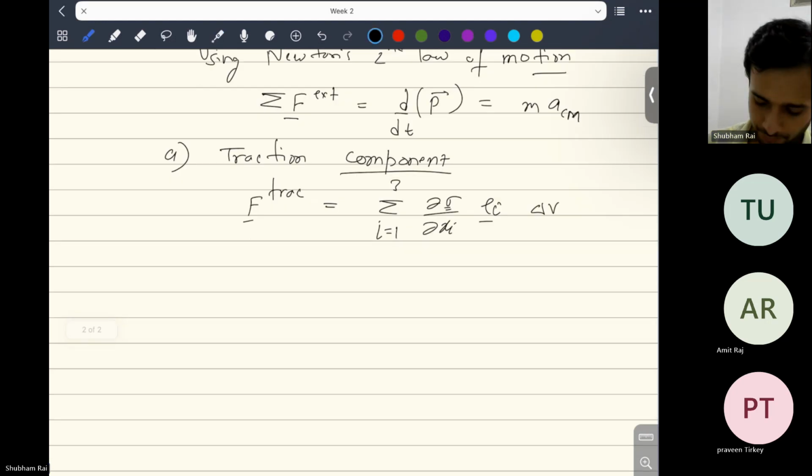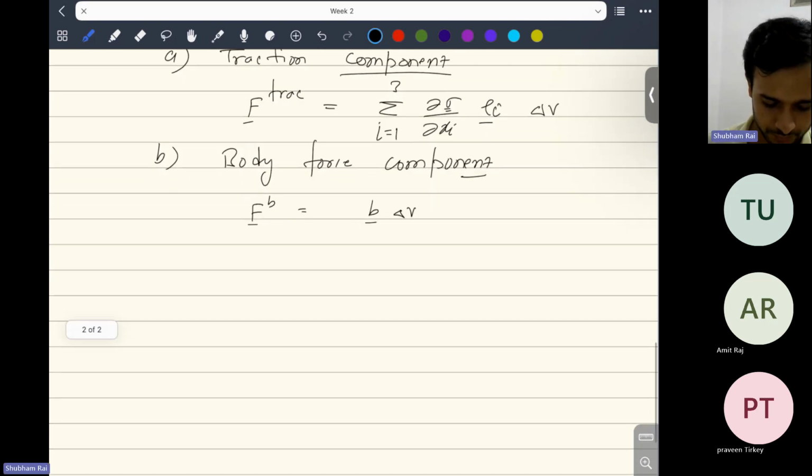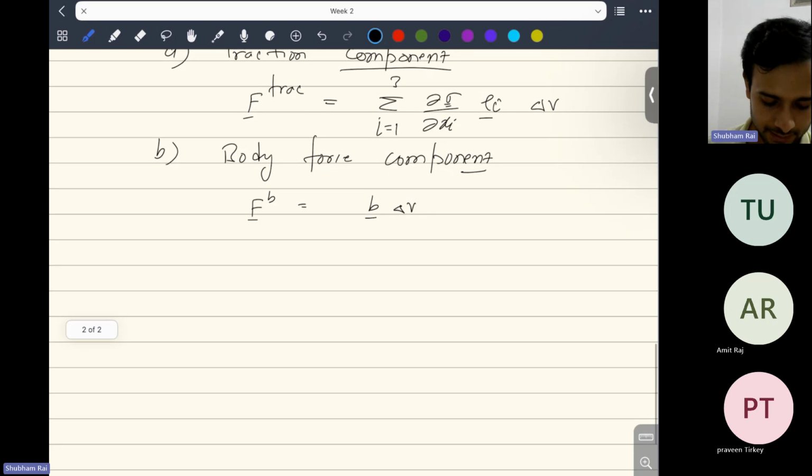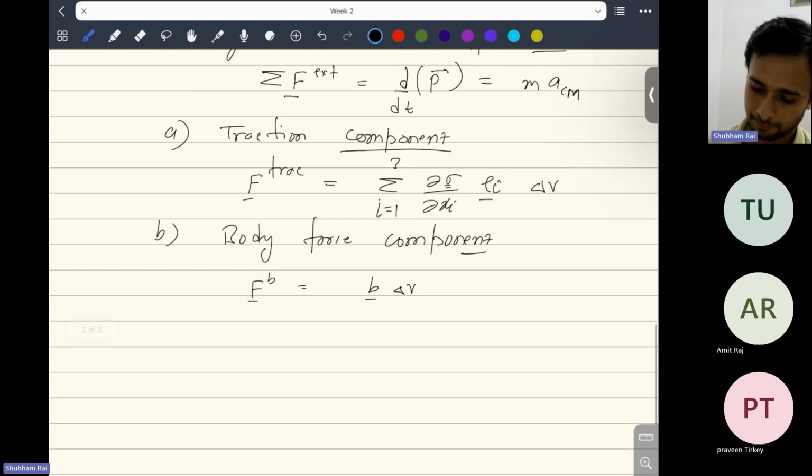Second, we have the body force component. So the final expression was simply the body force multiplied with delta V. Right. So if you apply linear momentum balance, if you put these two expressions on the left hand side, I mean F external will be F track plus F B, and you equate it to the right hand side, and you bring the mass of the body to the left hand side. So finally, what will you get?